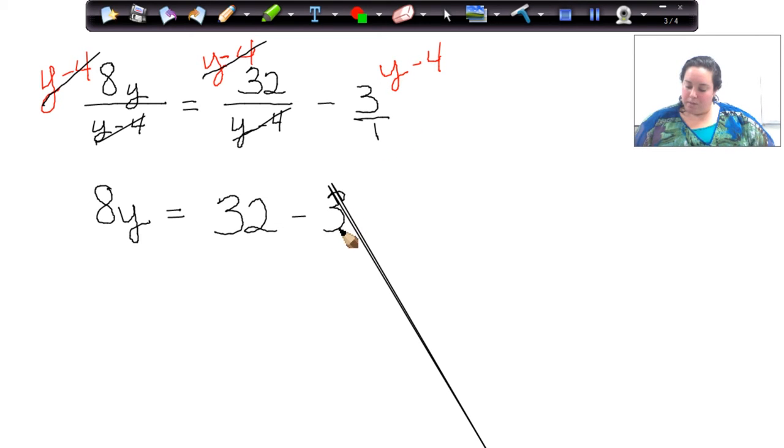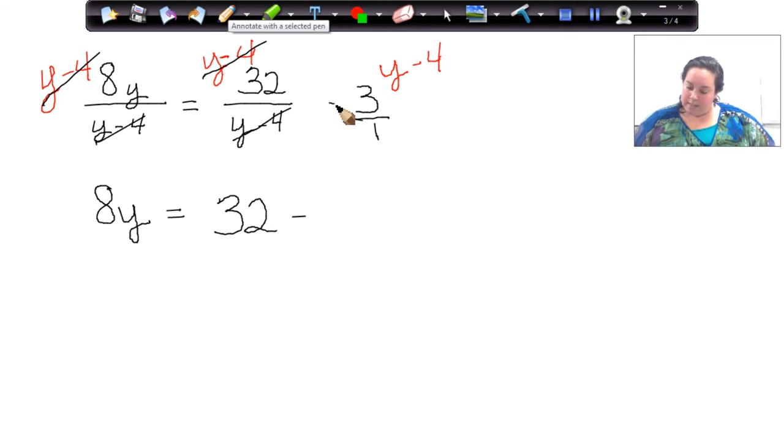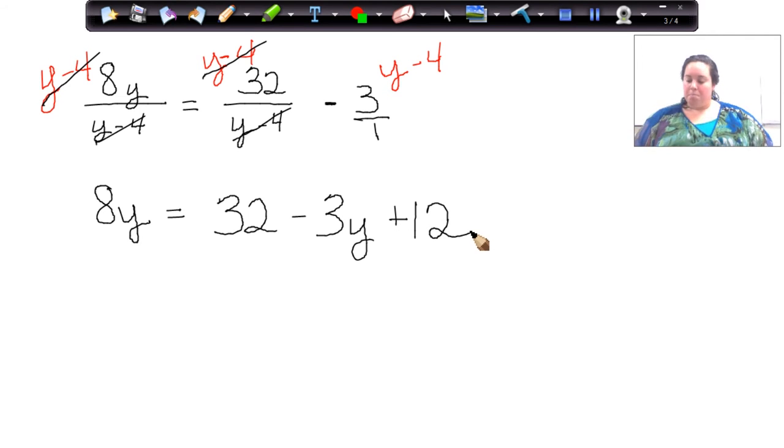Remember to distribute. This is a negative 3. Negative 3 times y is negative 3y, and negative 3 times negative 4 is plus 12. Be very careful with your negatives. This is definitely the most common mistake I see with this, is people forgetting to distribute this negative to the 4. So we have this equation.